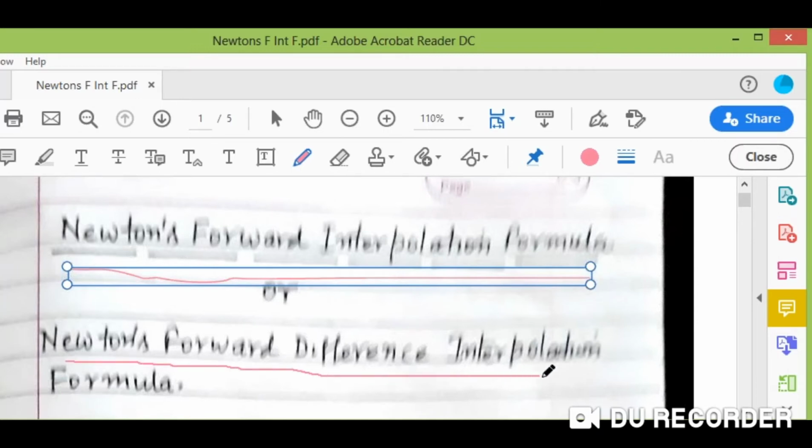Newton's forward difference interpolation formula. Either we say it Newton's forward interpolation formula or Newton's forward difference interpolation formula. The difference word is hidden, and without difference we cannot talk about the Newton forward interpolation formula, because the main concept is the difference. So far we have seen the concept of the interpolation, various operators in this.